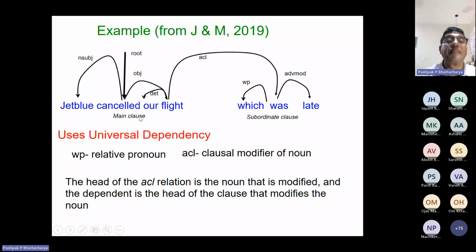Now let's see. JetBlue cancelled our flight. Now, cancelled is a head. Root is, of course, the head of everything. So from root to cancelled, the main verb, I have an arc.